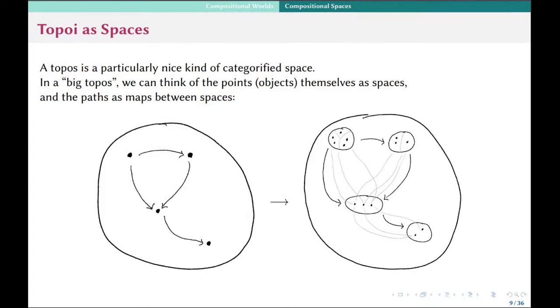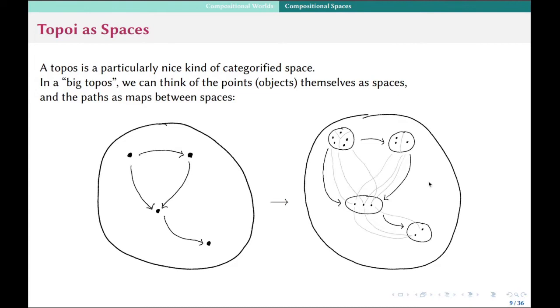And we can sometimes divide these topoi into two kinds, big and small. In a big topos, we can think of the points, the objects of the topos, themselves as spaces. And the paths in the topos, the maps, are kind of maps between spaces. So if you think of this picture on the left as being some diagram in a topos, you can kind of zoom in on these objects, which are themselves spaces, and draw what the maps mean. That's these light gray lines on the right. When I'm moving around this space, I'm mapping points and spaces to other points.